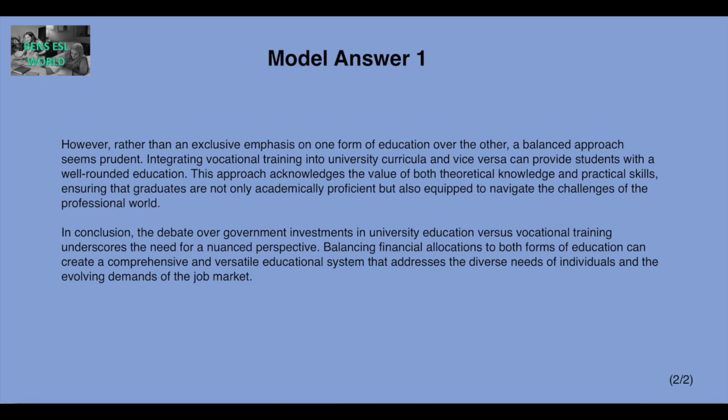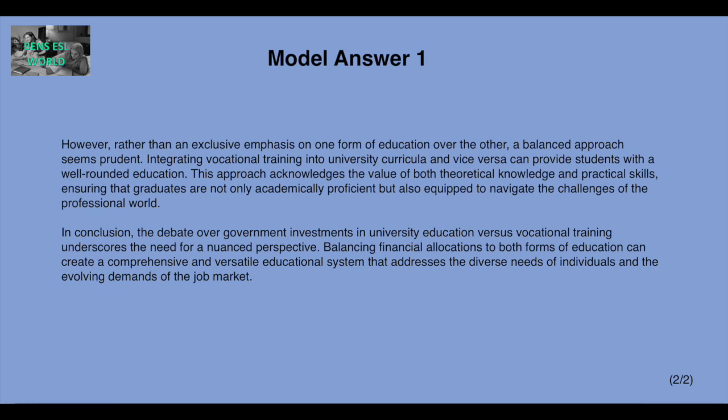However, rather than an exclusive emphasis on one form of education over the other, a balanced approach seems prudent. Integrating vocational training into university curricula and vice versa can provide students with a well-rounded education. This approach acknowledges the value of both theoretical knowledge and practical skills, ensuring that graduates are not only academically proficient but also equipped to navigate the challenges of the professional world.